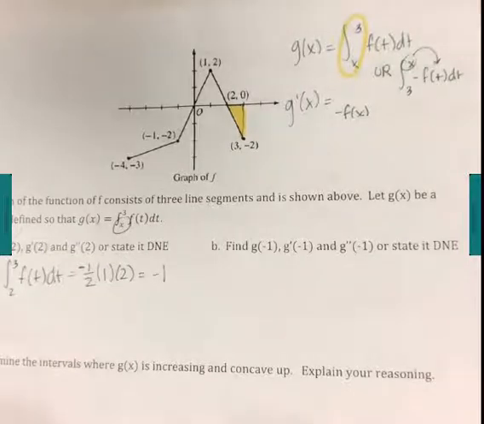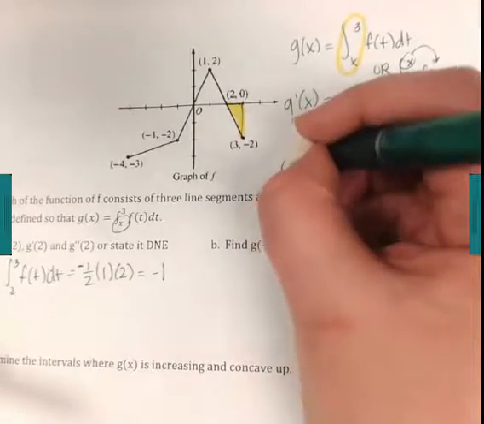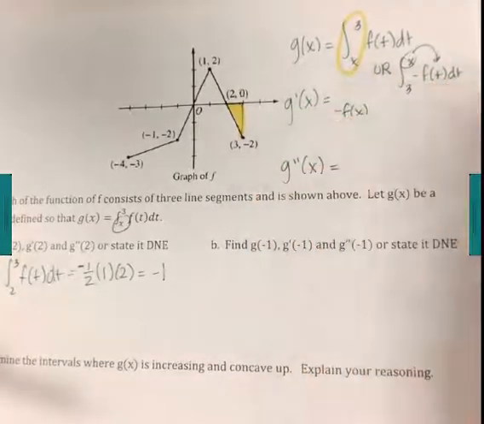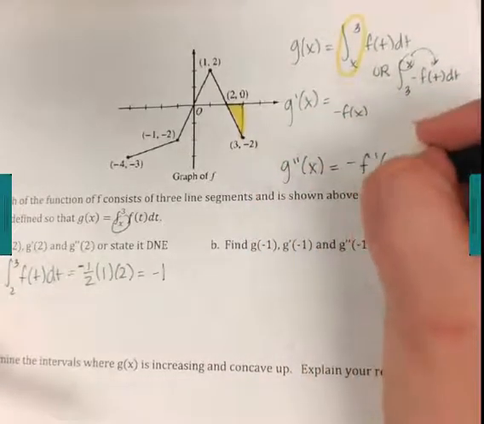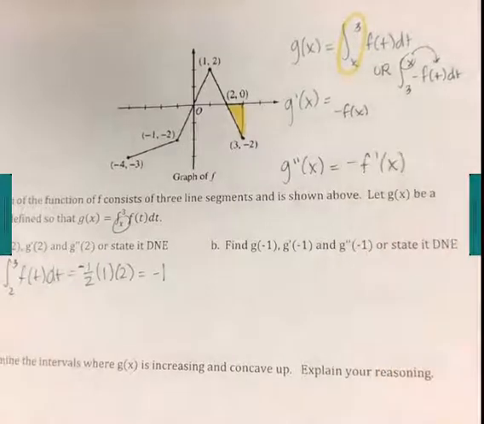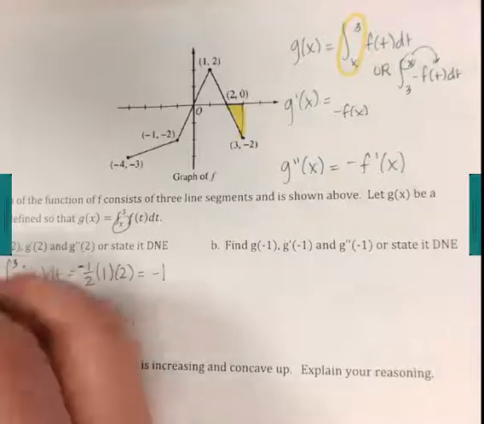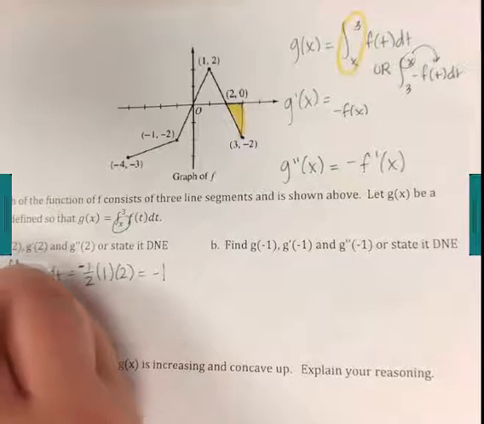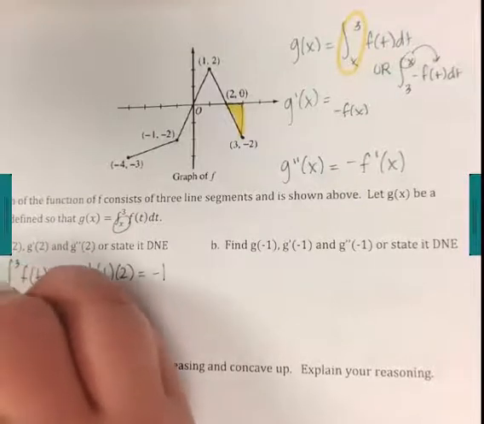And then from there, what is g double prime of x? Negative f prime of x. So when they give me the integral backwards and I take the derivative, it puts a negative into it, which carries down to the second derivative as well. So now when I want g prime of 2, I really want negative f of 2.